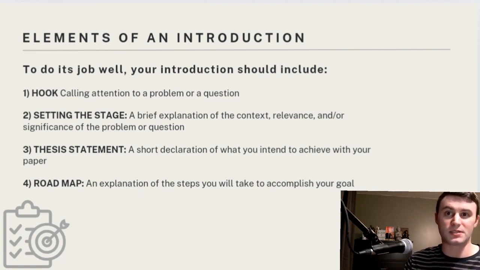There's your thesis statement, which, as we've discussed previously, is a short declaration of the goal you intend to achieve with your paper, the argument that you plan to raise. And finally, there is a roadmap, which usually appears right at the end of your introduction paragraph. This is where you briefly explain the steps that you'll take in your paper to accomplish your goal, which in the case of philosophy is defending the position that you've outlined.